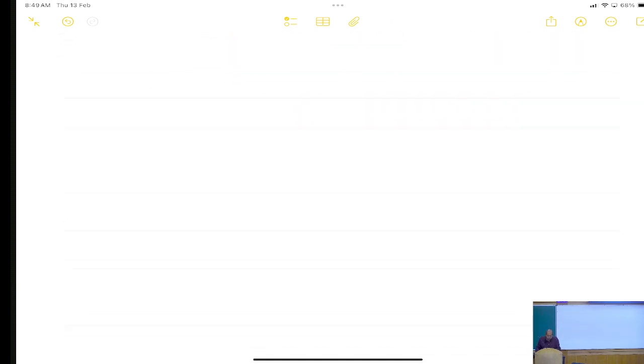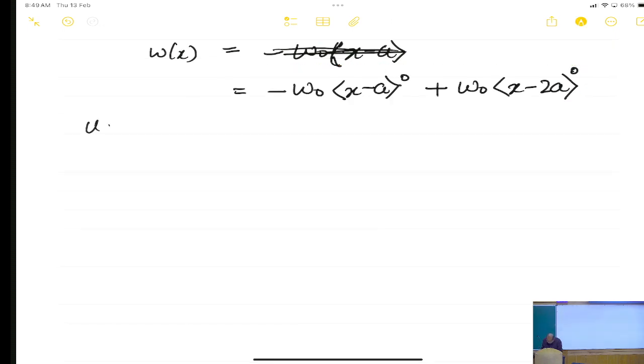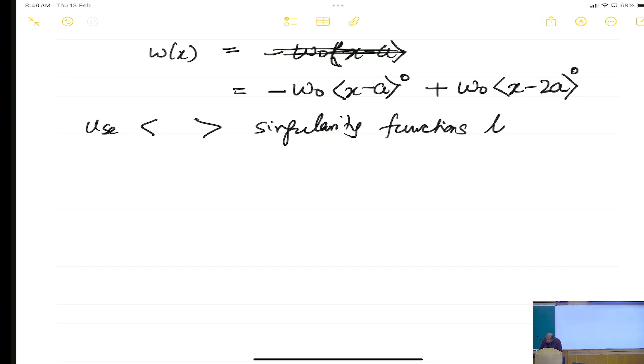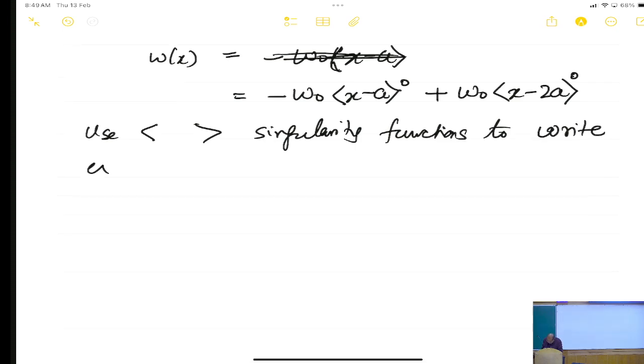So we use the singularity functions to write expressions for w of x.